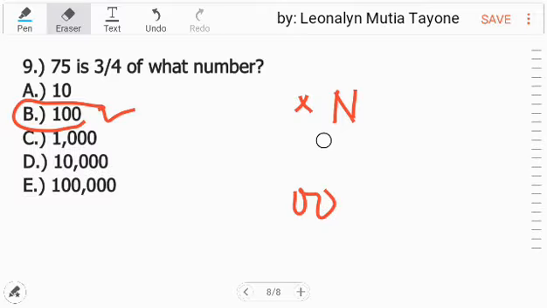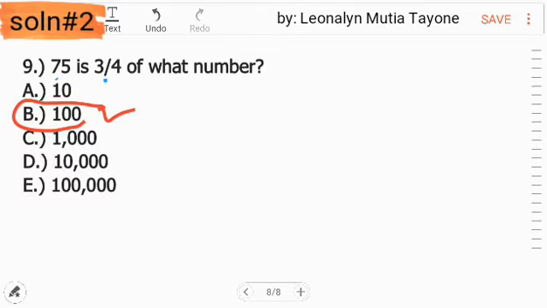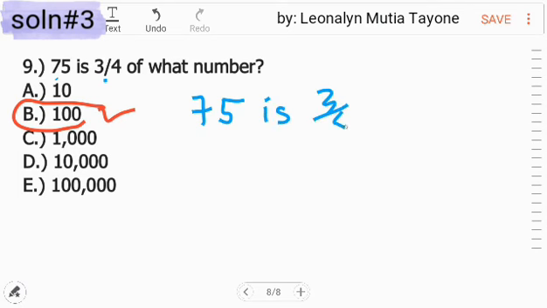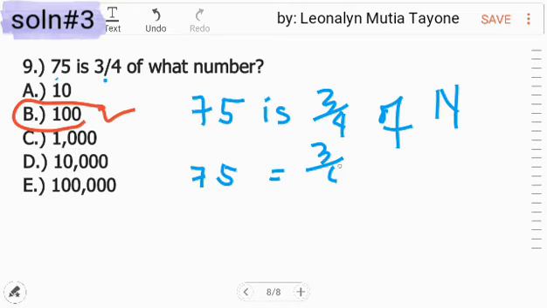Isa-isahin natin. Iba na namang solusyon or pareho lang din. Ganon din naman yan. Yung 75 ay 3/4 of what number? We all know that 75 ay obviously 3/4 of 100. So, no need na tayong mag-solve. Pero kung kailangan talagang mag-solve, isa-isahin natin. 75 is 3/4 of what number? So, 75 is 3/4 times n.